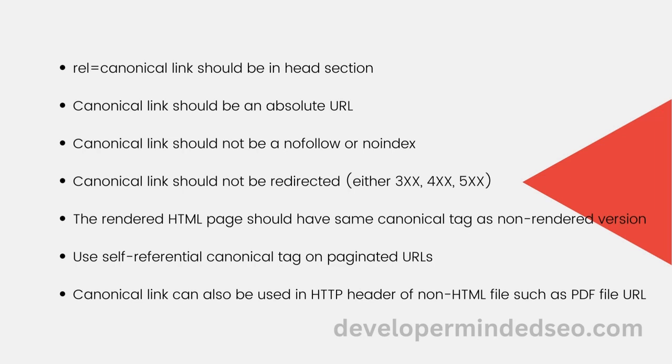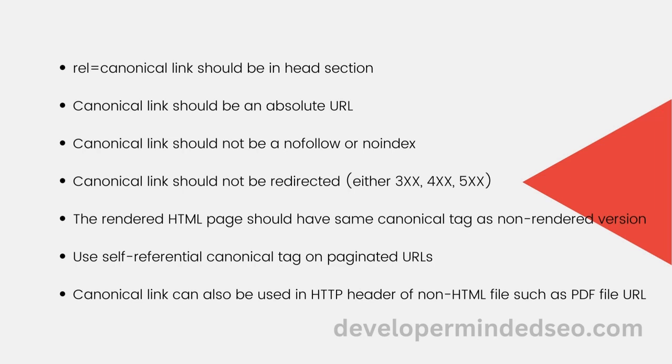So the points are: you should have the canonical in the head section, and canonical links should be an absolute link, not a relative link. The canonical link should not be nofollow or noindex. And the canonical link should not be redirected, either 300, 301 or 302, or return 404 or 500. And the rendered HTML page should have the same canonical tag as the non-rendered version. And use self-referential canonical tags on paginated URLs.